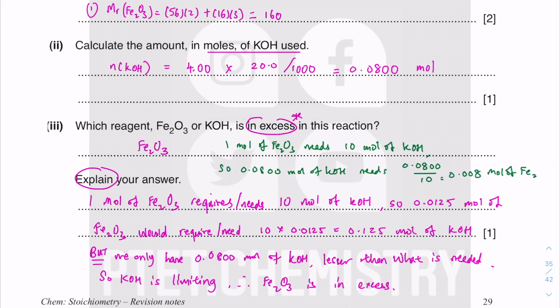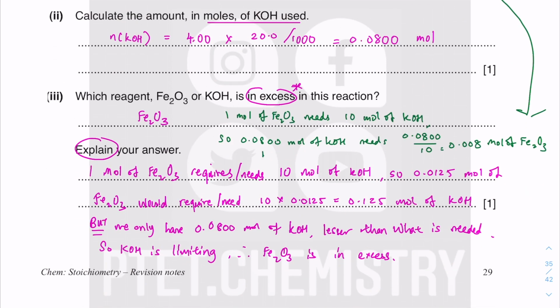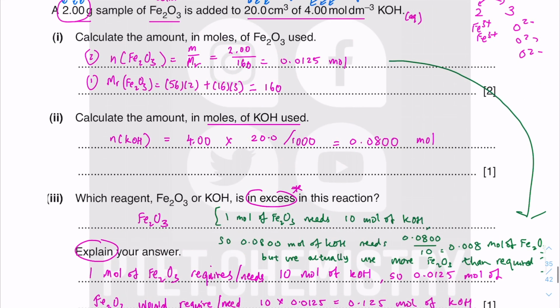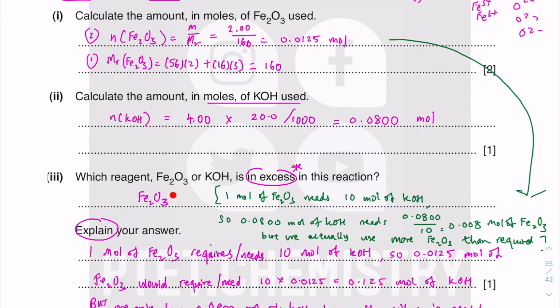of Fe2O3. But how much do I actually have? I have 0.0125, so we actually have more. We actually use more Fe2O3 than required. The one in green is not essential to be included together with the one in pink. They are just an alternative approach. Here, I've just explained why the Fe2O3 is in excess, because we use more Fe2O3, 0.0125, whereas we only need 0.008 mole of Fe2O3. Therefore, Fe2O3 is in excess.